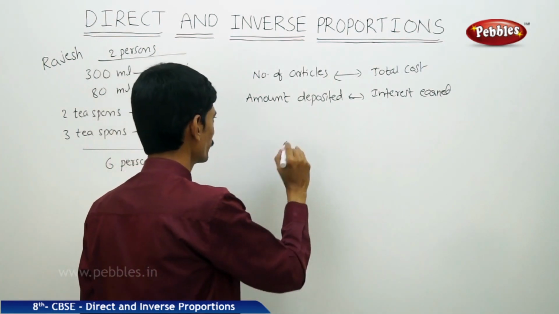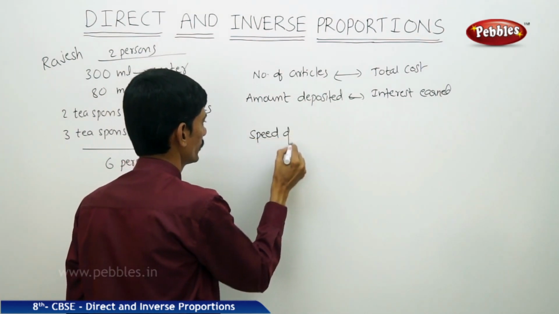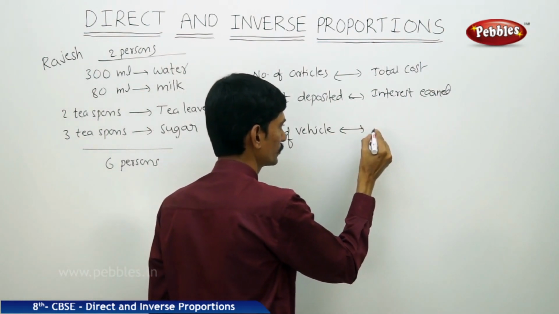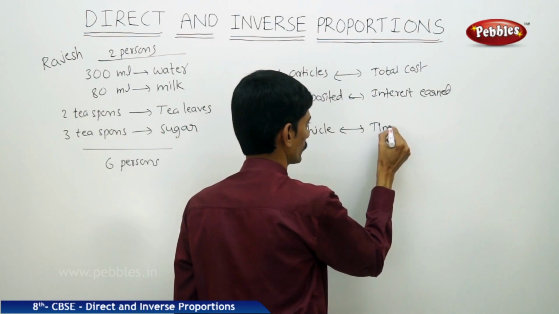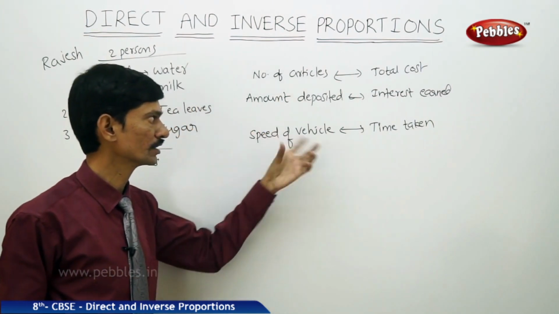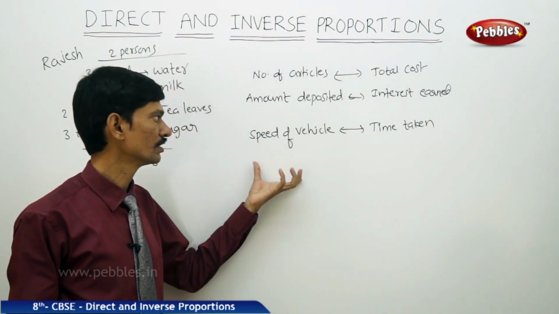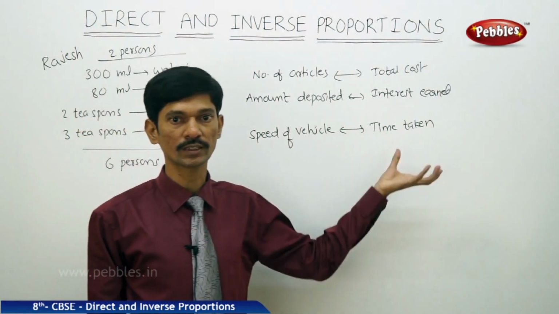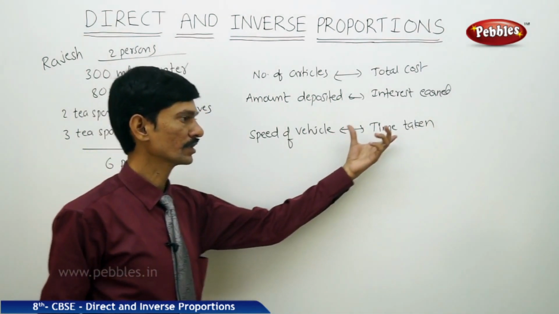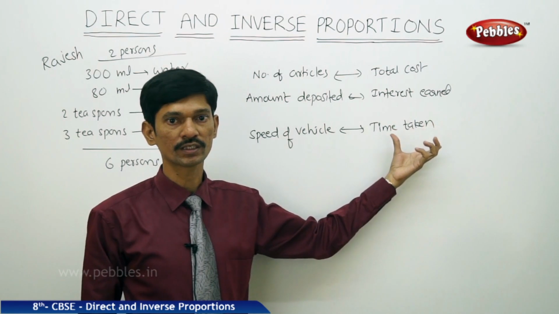Now let us take another example. Speed of vehicle and time taken to cover a certain distance. If you increase the speed of the vehicle, then the time taken to cover a certain distance will be less. Or if you decrease the speed of the vehicle, then it will take more time to cover a certain distance. So if your speed increases, then automatically time decreases. Or if speed decreases, then the time taken to cover the distance increases.